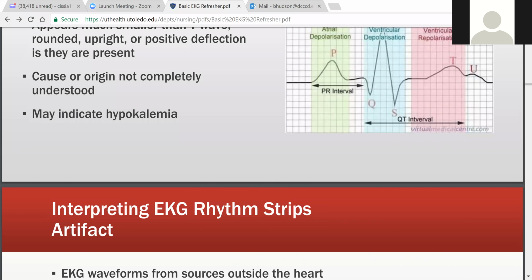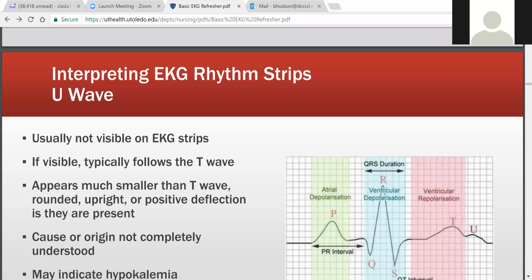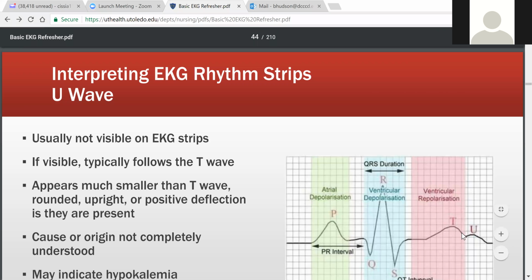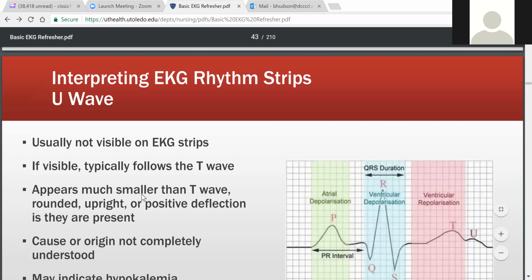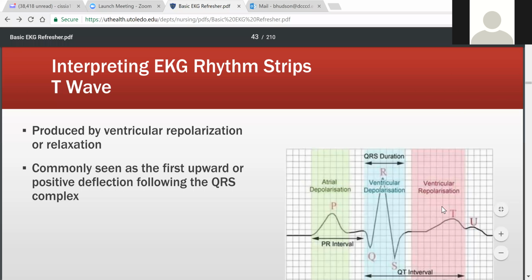So let me just roll the slide back so you can see that this is really addressing the U wave, which is this here, because you would only see it if you have hypokalemia. And then the slide before that is the T wave. And the T wave, if it was tall and peaked, that would be hyperkalemia.